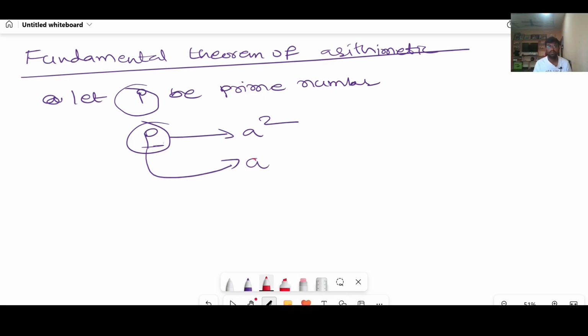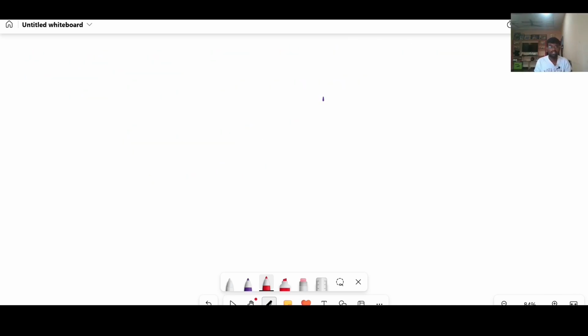Depending on this theorem, we can prove irrational numbers are irrational using the contradiction method. Okay, now we will discuss proving root 2 as an irrational number, right? Even though root 2 is irrational, we will assume that root 2 is rational and we will prove that it is irrational by using the contradiction method.